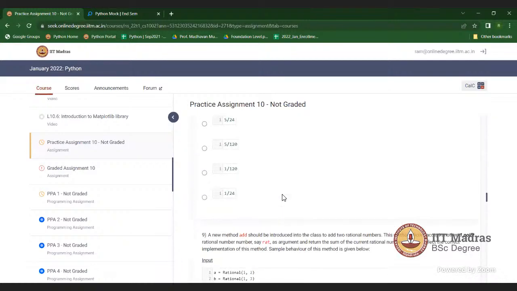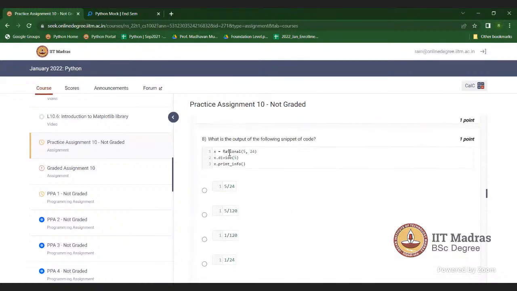Question number 8, right? Yes, this one. The code is written above, sir. Can you repeat? Yes, sir. This one. So x equals Rational(5, 24), x star divided by 5, x star print info. Okay.